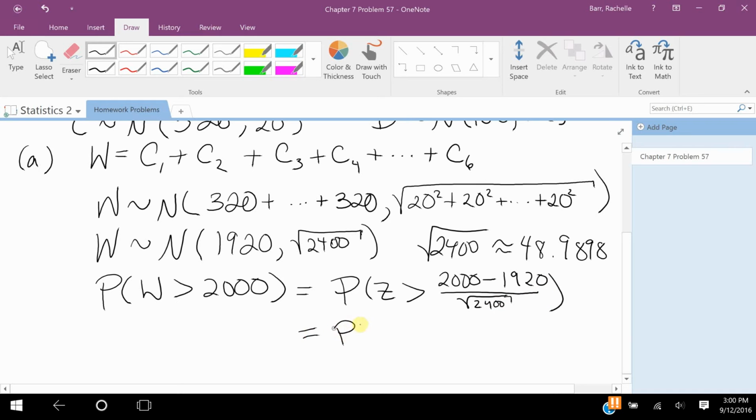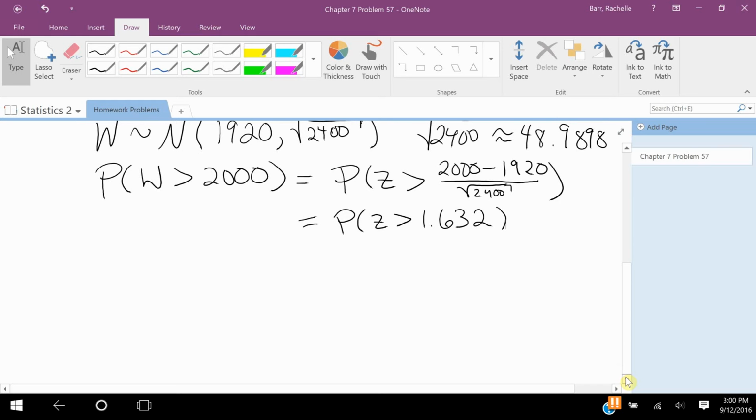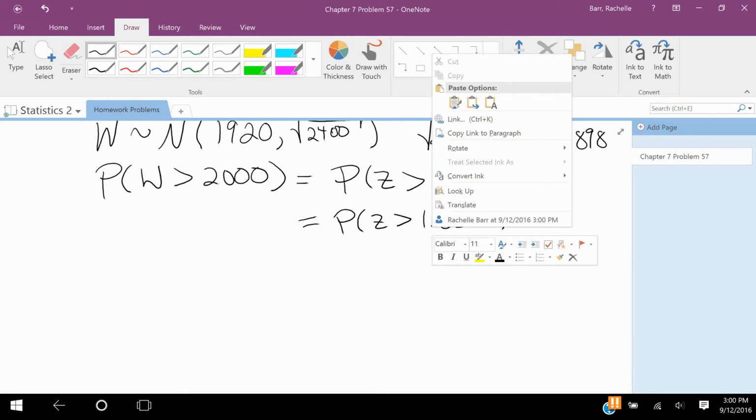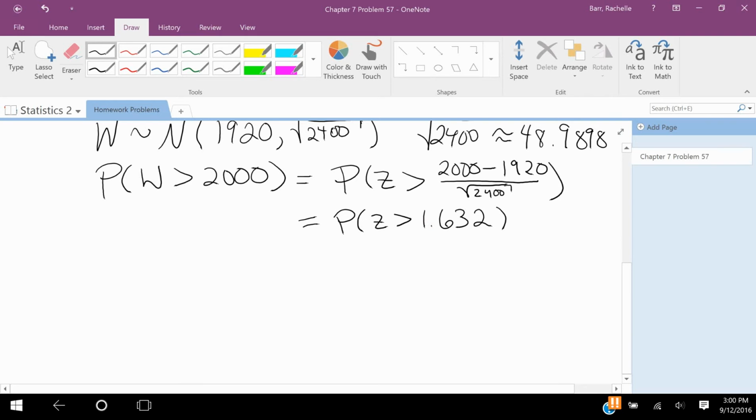Okay, and so that'll be the probability that z is greater than, so you could calculate that little fraction right there, and I got 1.632. Now at this point you could either fire up Minitab and plug that in there, use your calculator using the standard normal calculations, or you could go ahead and pull out your table.